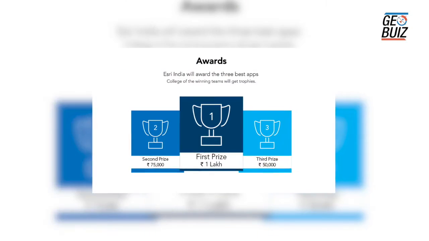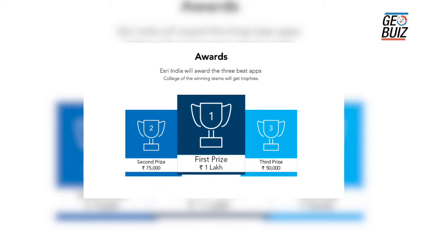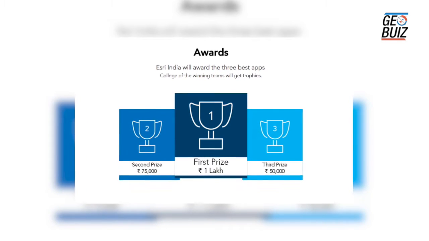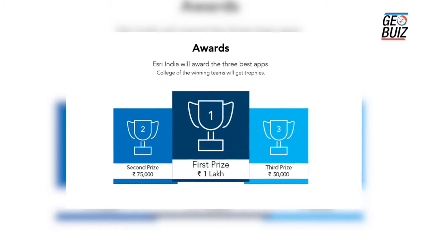The best 3 innovative and impactful applications have a chance to receive national level recognition in addition to winning attractive prizes.